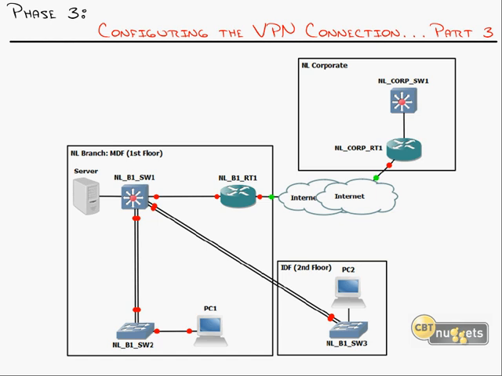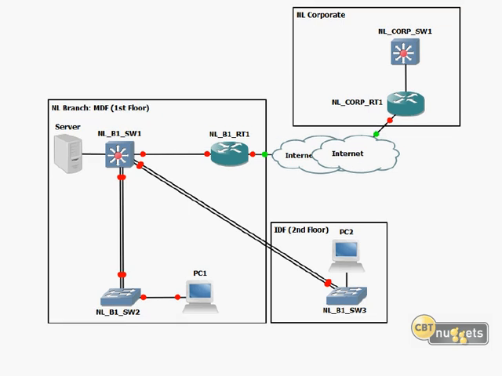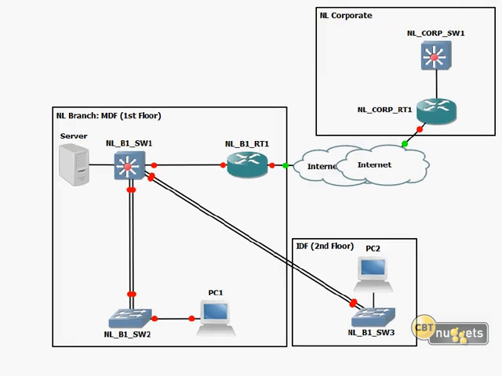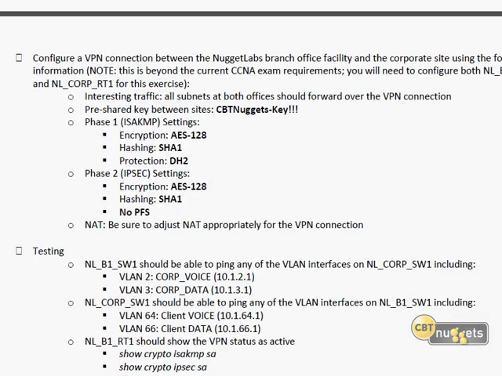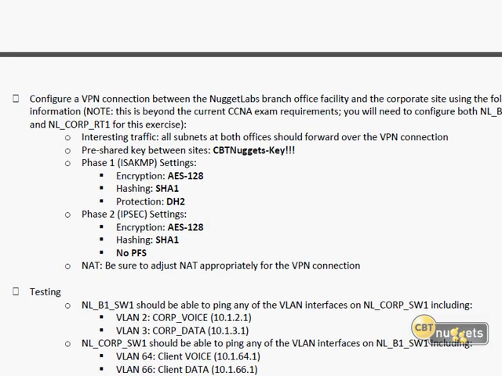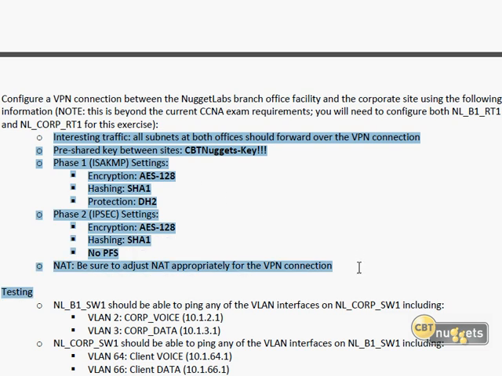Now, let me bring the lab back over, and I'm going to talk through this as we do it. Let me just make sure we're at a good resolution there. Good. So we are down right here. It says, configure a VPN connection between the Nugget Lab branch office and corporate site using the following information. I did put a little note, this is beyond the CCNA, FYI. And you will have to configure both the branch and the corporate router to do this. Then I break down the requirements for the VPN.